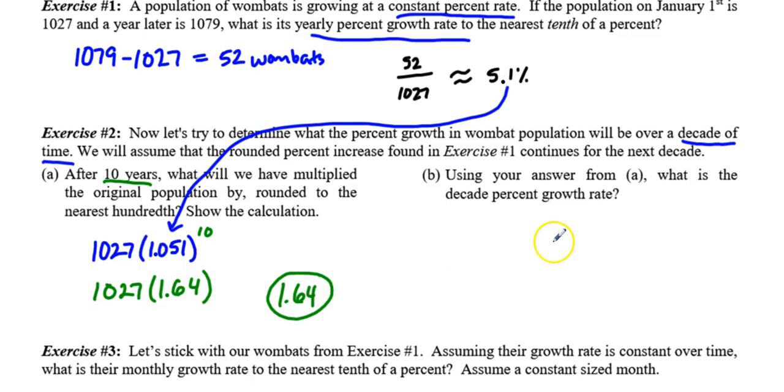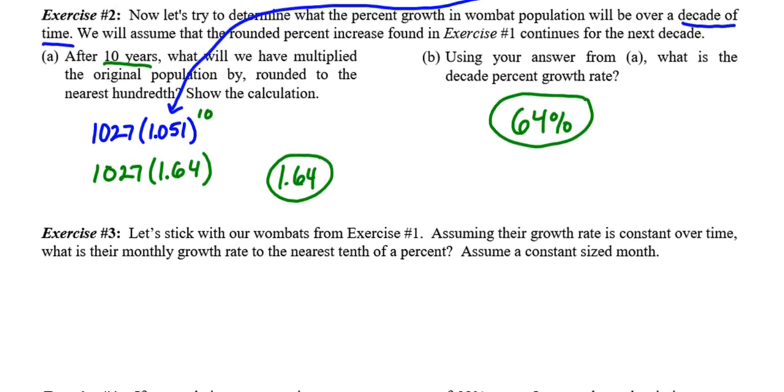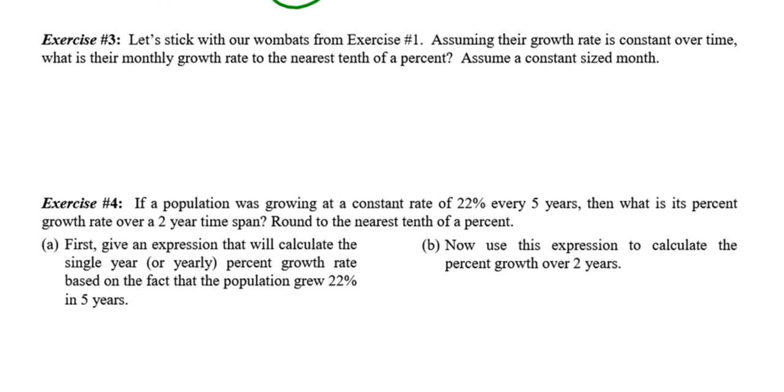And over here it says, what's the percent growth rate? Well, we know that it's always 1 plus the percent, so it's really 64% that it's growing by. Okay, sticking with our wombats. Now it says assume it's a constant growth rate, a constant percent here.